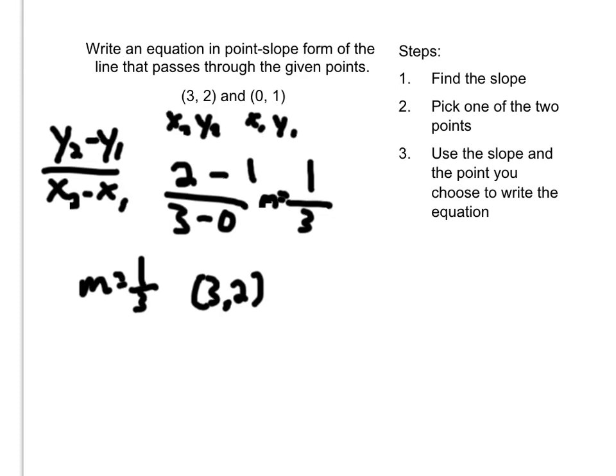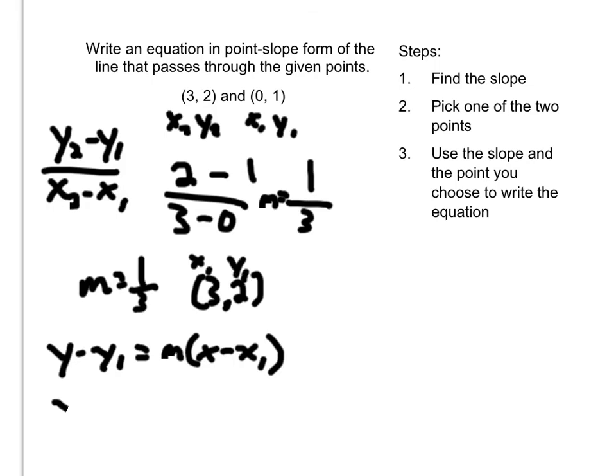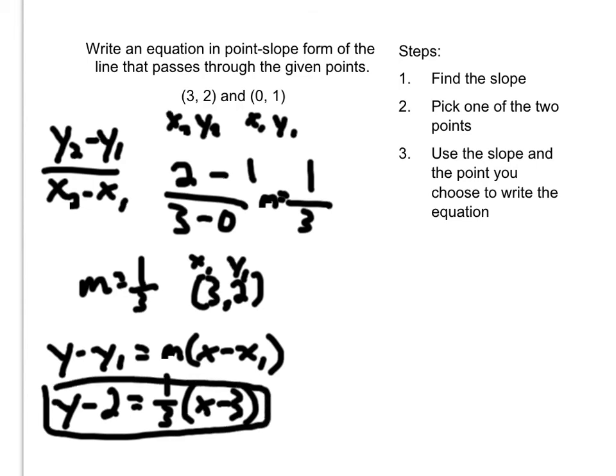And I'm going to rewrite the formula. Again, we want to write in point-slope. So the point-slope formula is y minus y sub 1 equals m times x minus x sub 1. Here, I'm going to have my x sub 1 and my y sub 1 that I plug into the equation. So I'm going to do y minus my y sub 1, which is 2, equals m, which is 1/3, times x minus my x sub 1, which is 3. So this is one possibility right here.